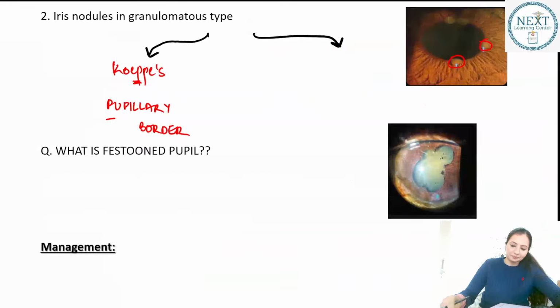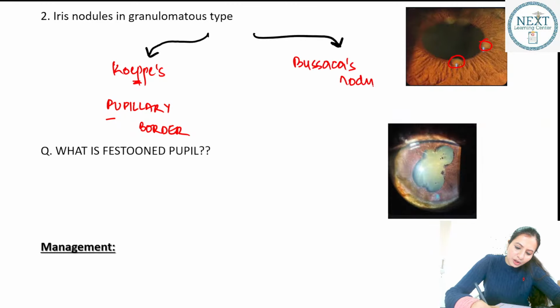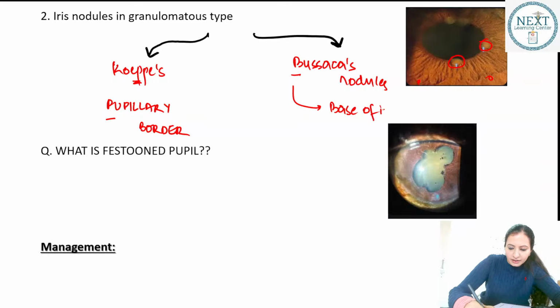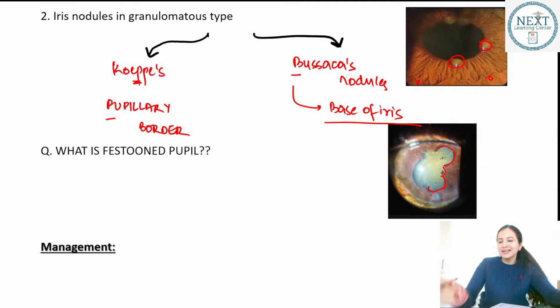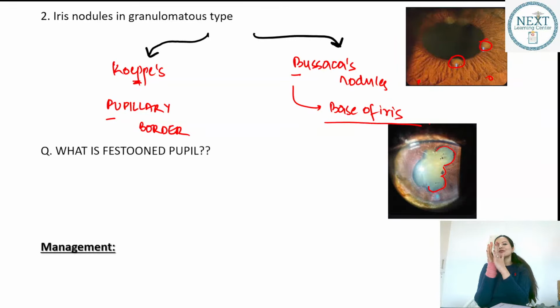That is the same. Or you can have Busaka's nodules. These Busaka's nodules are present somewhere here on the Busaka's base of iris. Then what happens is, in anterior uveitis, your iris is sticky, so it will stick onto the posterior surface of iris, will stick onto the anterior surface of lens capsule.